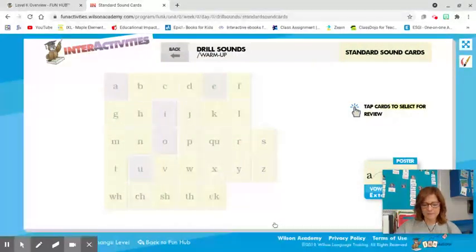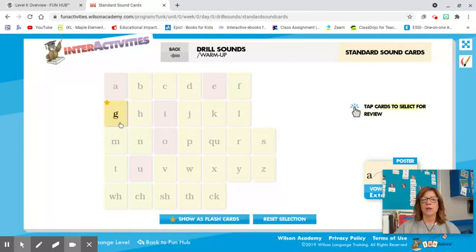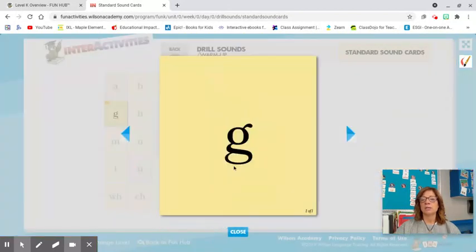All right. Find the card that makes the G sound. G. And you can point to it on here, but if you have your letter board, you can just hold up that letter, okay? G. Right? I hope that you picked up the letter G. G, game, G. G, game, G.